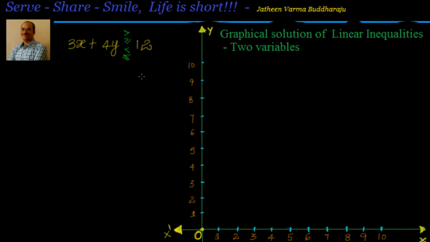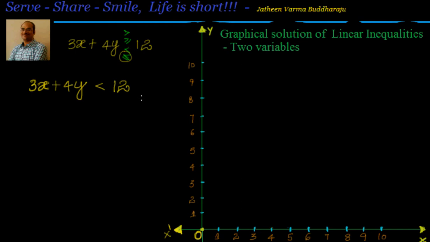Now, how do we find the solution set of linear inequations in two variables? Let's take one simple example. We will consider 3x plus 4y less than or equal to 12. We say 3x plus 4y is less than 12. This is the inequality we have in two variables, and we want to find the solution of that.